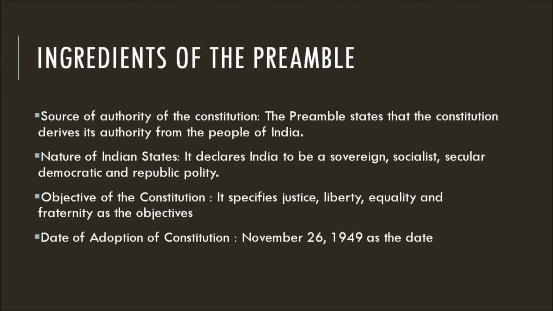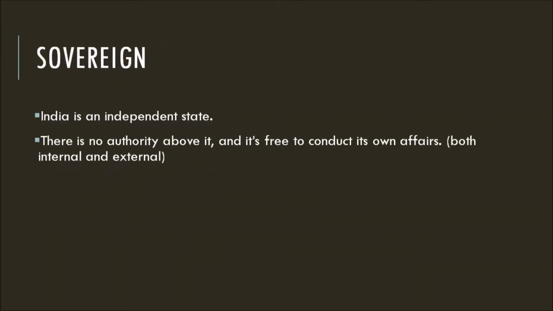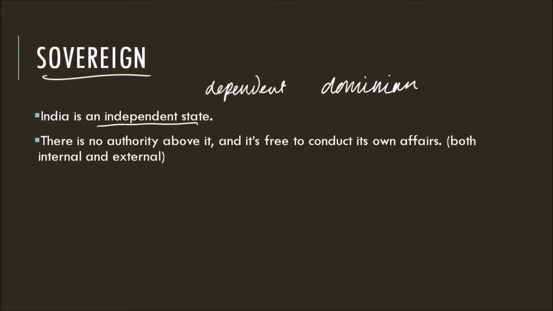Now let's discuss each of these terms in detail. The first term is sovereign. By sovereign, we mean that India is neither dependent nor a dominion of any other nation. That means India is an independent state and there is no authority above it. That is, it is free to conduct its own affairs, be it internal or external.